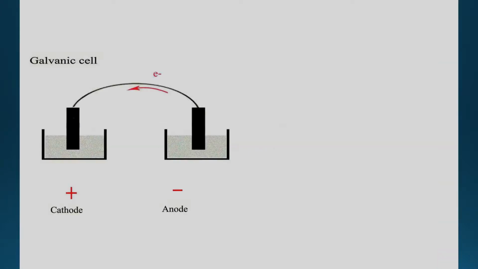Battery. We look onto the galvanic cell. What makes the electron flow? The electron flows because you have an anode and a cathode. The anode is the more reactive metal, the cathode is the less reactive metal, and electrons flow because of these two metals.